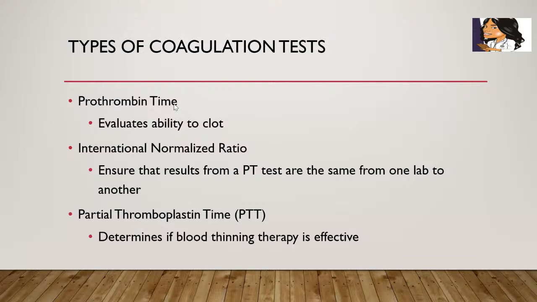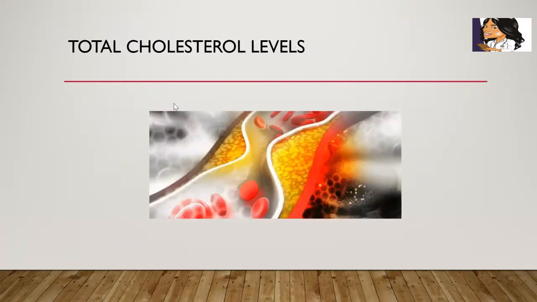And the PTT determines if blood thinning therapy is effective. So you will see this with someone who's on heparin. Like if someone is on IV heparin, the doctor is going to order a lab every 6 hours to determine if the blood is thinning effectively. Now, what does this have to do with the myocardial incident? Because remember, these coagulation tests or the lab values will increase. The patient is now at risk for developing a clot. So you want to always monitor these as a nurse.